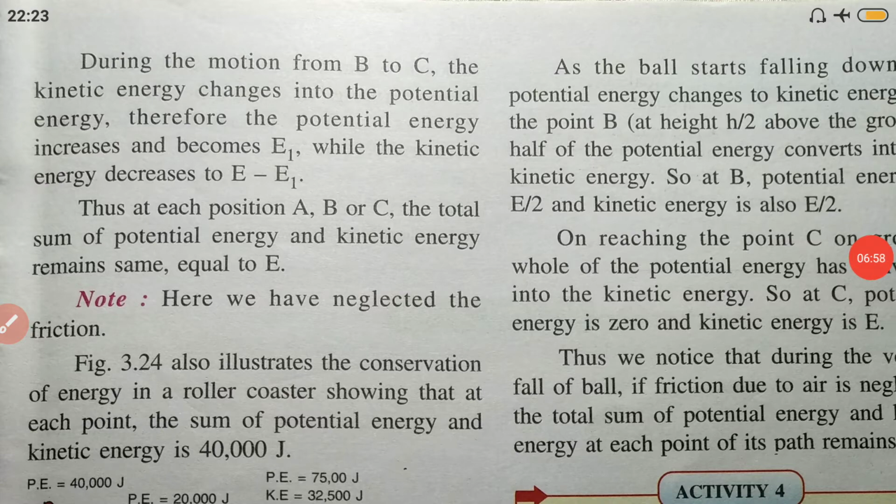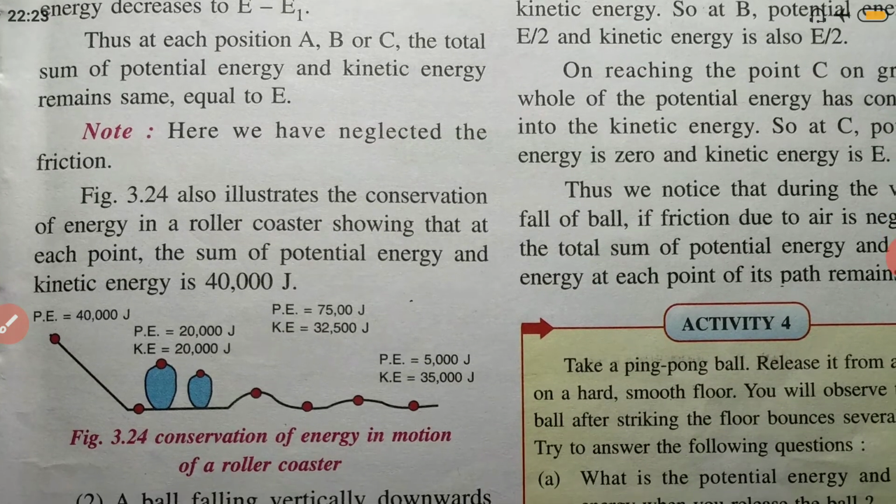During the motion from B to C, the kinetic energy changes into potential energy. Therefore, the potential energy increases and again becomes E1, while the kinetic energy decreases from E to E1. Thus, at each position A, B or C, the total sum of potential energy and kinetic energy should remain constant, which is E. Here we have neglected friction, right? Because if we include friction, the calculation will be slightly different.